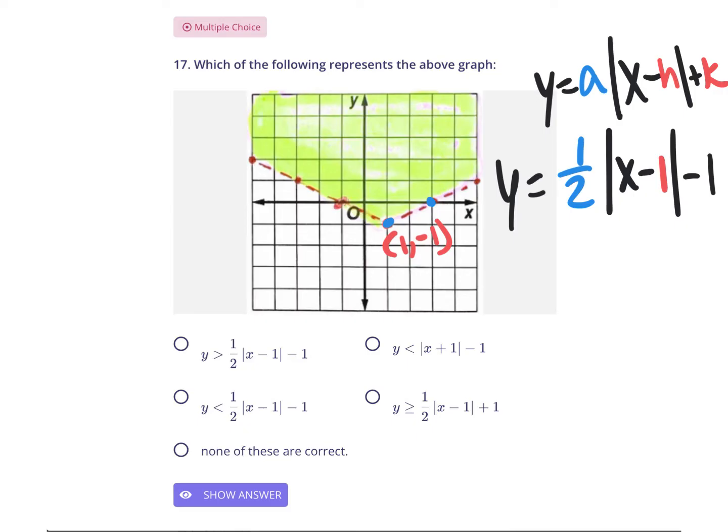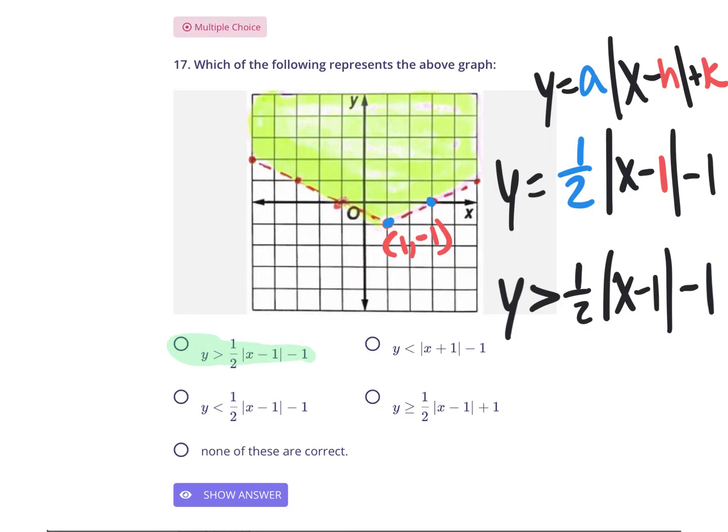However, this is not just an equation, it's an inequality. Obviously, the answers are shaded up here. All the answers are up here, which means greater than. So instead of an equal sign, we're going to have a greater than symbol. Y is greater than 1/2 absolute value x minus 1, minus 1. Now, why did I not put a greater than or equal to? If this would have been a solid line, then yes, I would have put a solid line underneath that inequality. So right off the bat, it can't be this one because that's greater than or equal to. Okay, so which is the correct answer? Y is greater than 1/2 absolute value x minus 1, minus 1. It looks like this one is the one to select.